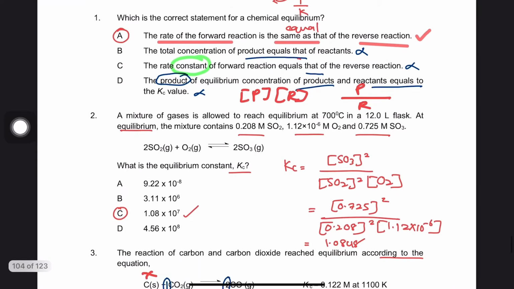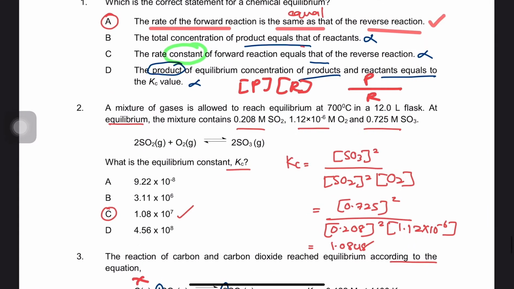Now the next question is asking you to calculate the equilibrium constant Kc, and they have given you the equilibrium concentration of the species involved. First of all, make sure you write a correct equation for Kc and substitute in the corresponding values correctly, and you have an answer over here. Okay, 1.08 times 10 to the power of 7. I think I've missed out my 7 over here.